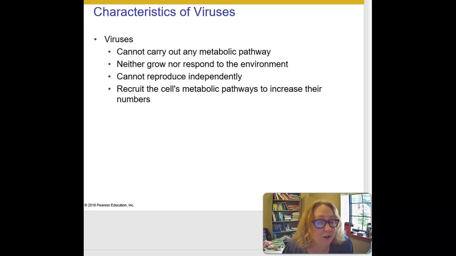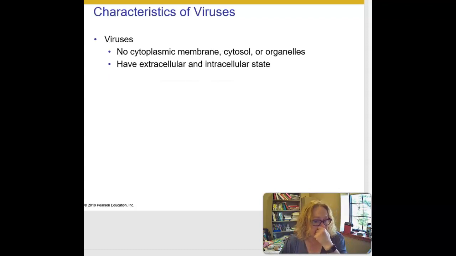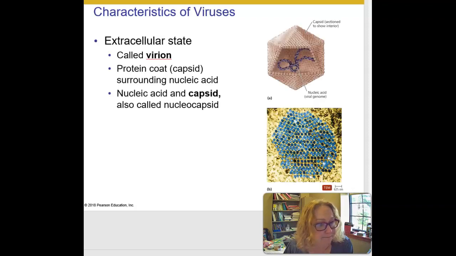Okay, they don't actually carry out metabolic activity. They neither grow nor respond to the environment. They cannot reproduce independently. They have to be inside a host. And they recruit the cell's own metabolic pathways to increase their numbers. They have no cytoplasmic membrane, no cytosol, no organelles. They do have an extracellular and an intracellular state. We'll talk about that, what they look like.